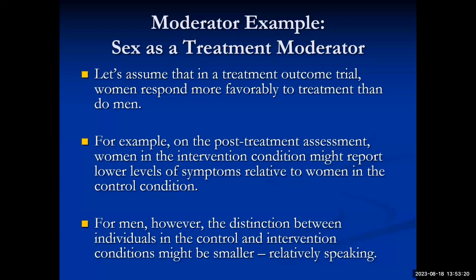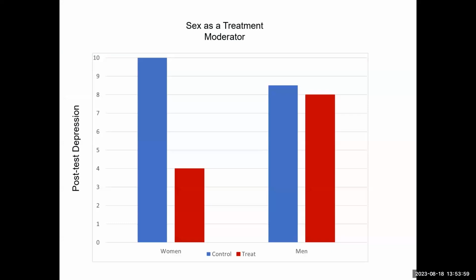In our second example for moderators, we're going to talk about sex as a treatment moderator. Let's assume that in a treatment outcome trial, women respond more favorably to treatment than do men. One way we might see this is by looking at an interaction between sex and intervention condition on a post-test assessment. And we might see that women in the treatment condition look much better off than women in the control condition, but when we look at men, that relative difference is not as large.